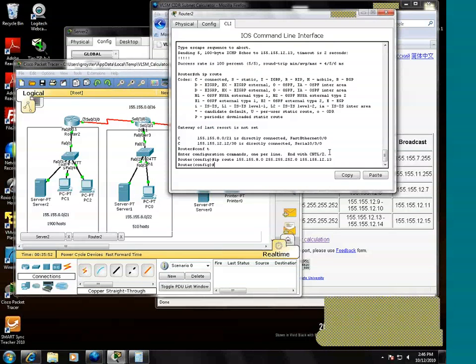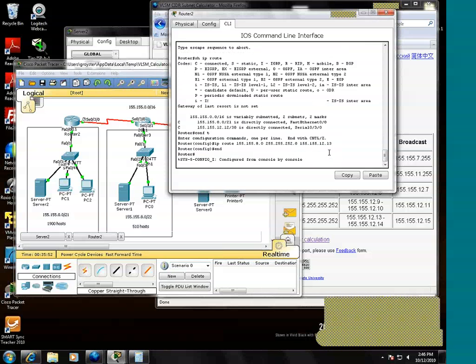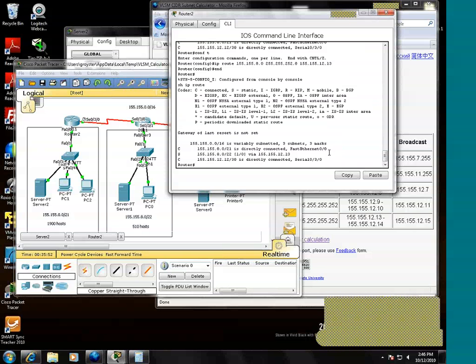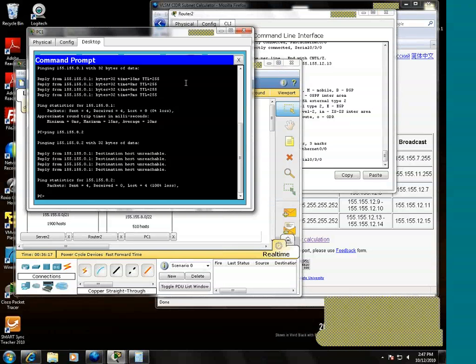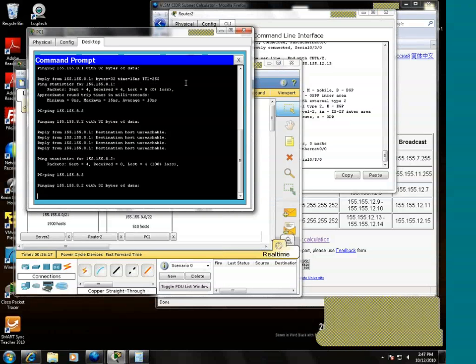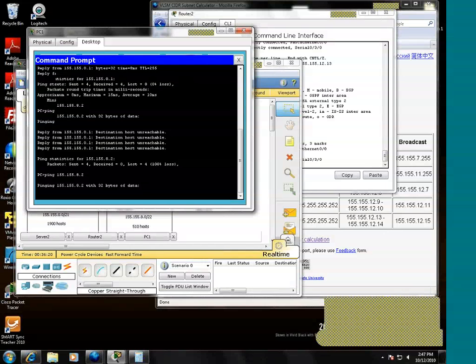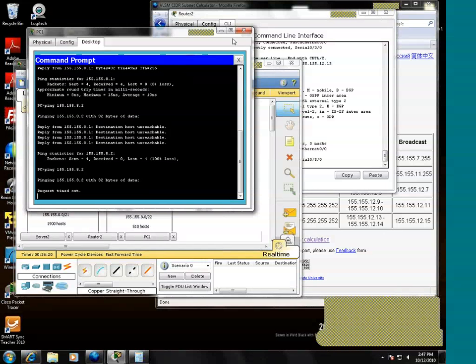Okay. All right. Now let's take a look at the routing table. Okay. Is the destination network there? Yes, it is. Okay. Should we be able to ping the server now? Let's give it a shot. Well, let's give it a try. It's not working. Well, why is it not working?